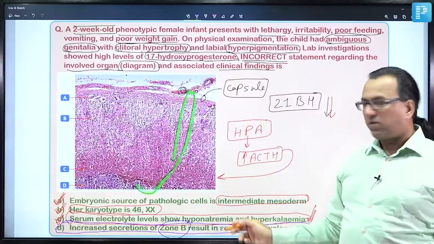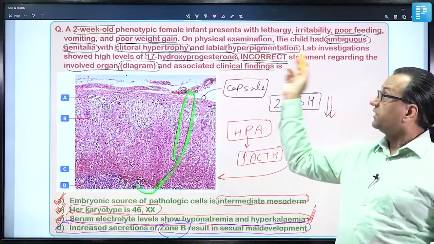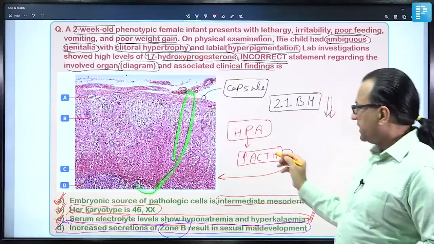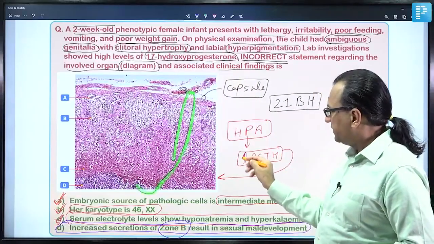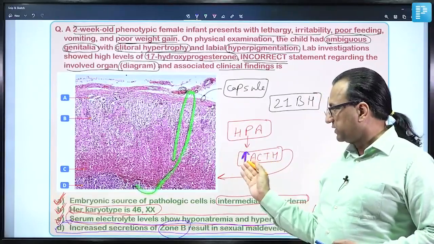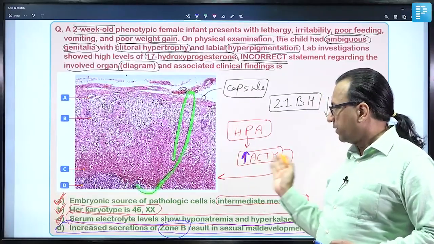By the way, why was there hyperpigmentation in the labial region? That is due to increased levels of ACTH. As we have seen, adrenocorticotropic hormone secreted by the pituitary was increased, resulting in labial hyperpigmentation.